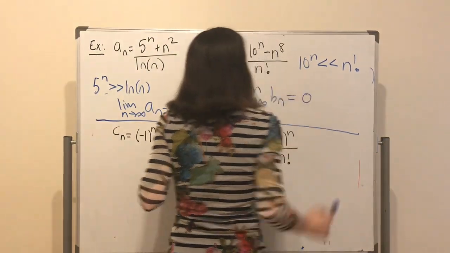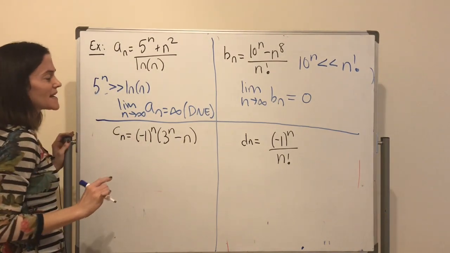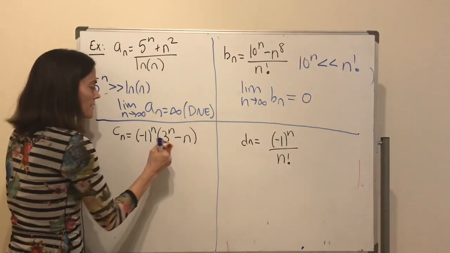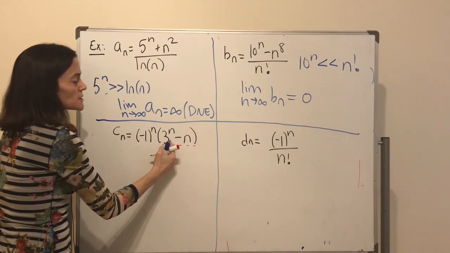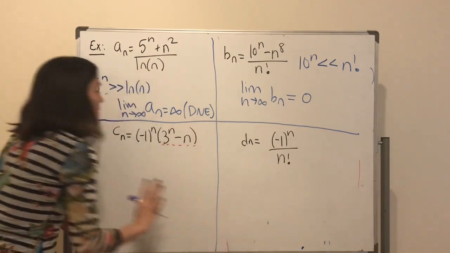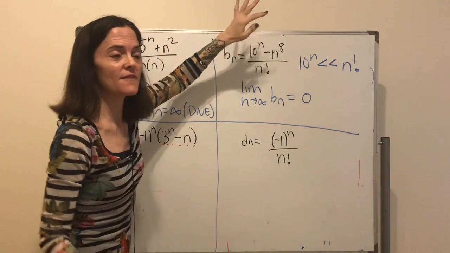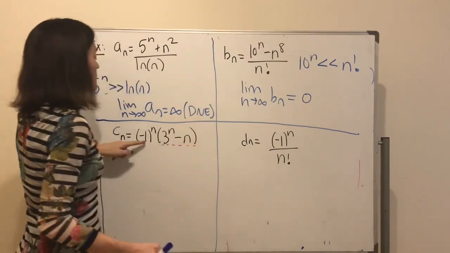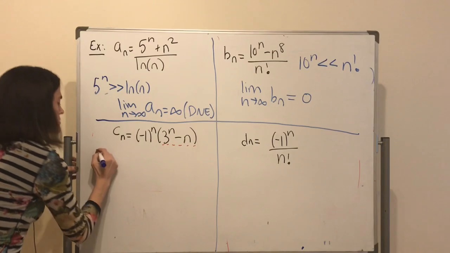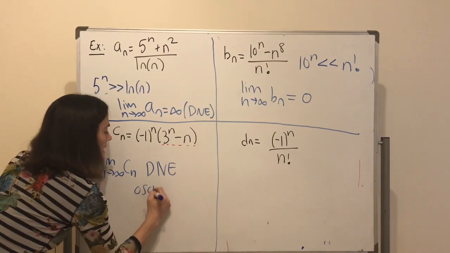We get 0, okay? Here, well, this is not a quotient, but again, we have minus 1 to the n times something. It's always very important to think about things like this. This part is going to infinity here. Well, this is growing faster than this one, right? So 3 to the n minus n is going to infinity. And then we put this minus 1 to the n part. It's getting further and further and further away from the 0, but it's bouncing around, right? So the limit as n goes to infinity of c_n does not exist because it's oscillating.